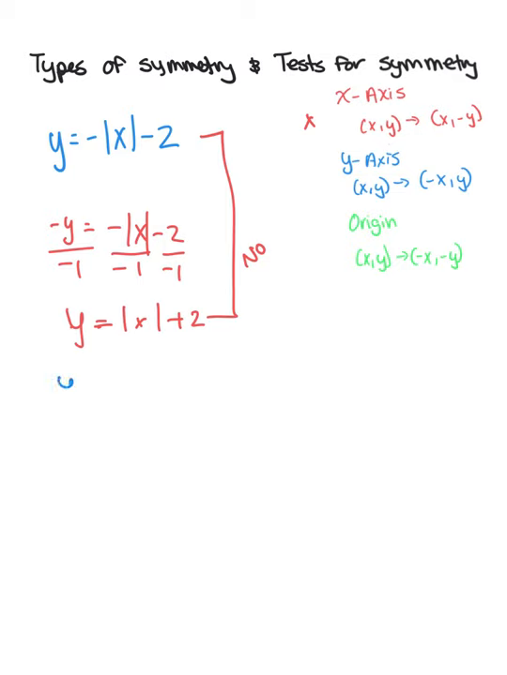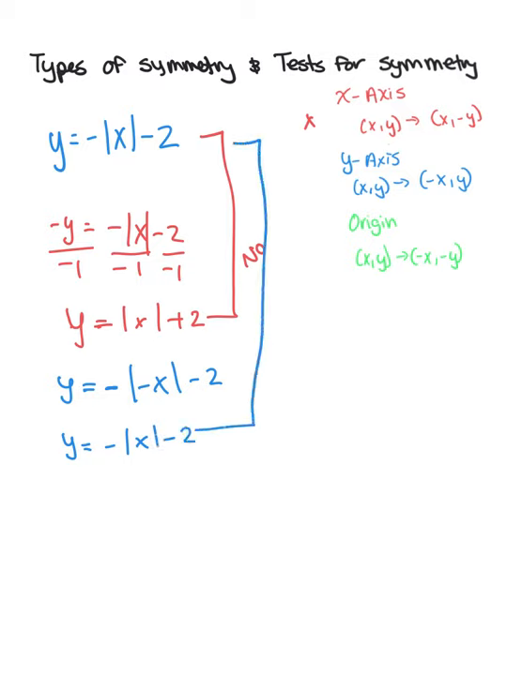For my y-axis, I'm going to negate x. So y is equal to the negative absolute value of negative x minus 2. What is the absolute value of negative x? Well, that is a positive x. Is this what I started with? Yes. So that is symmetric with respect to the y-axis. That doesn't mean I can stop, because it can be symmetric with respect to two things instead of just one.